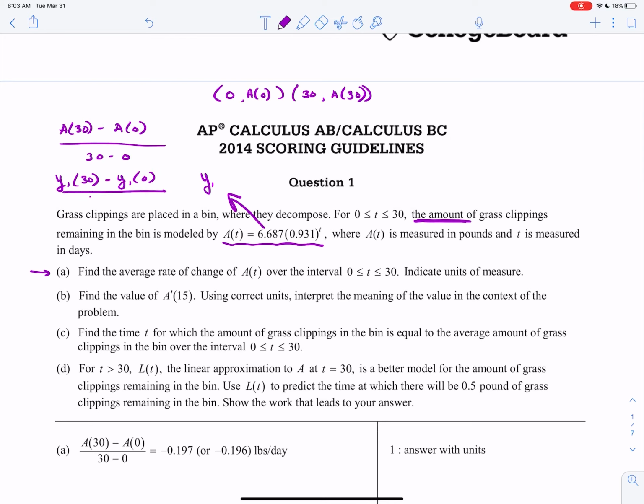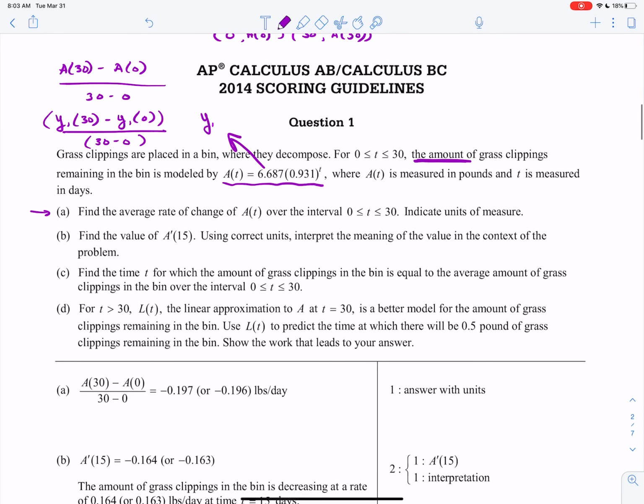all over 30 minus 0. Make sure that you're grouping the numerator and the denominator. And you should get negative 0.197 or 196. Notice how they ask you for the units of measure here. Very easy to do. So remember, A of 30 and A of 0 is measured how?